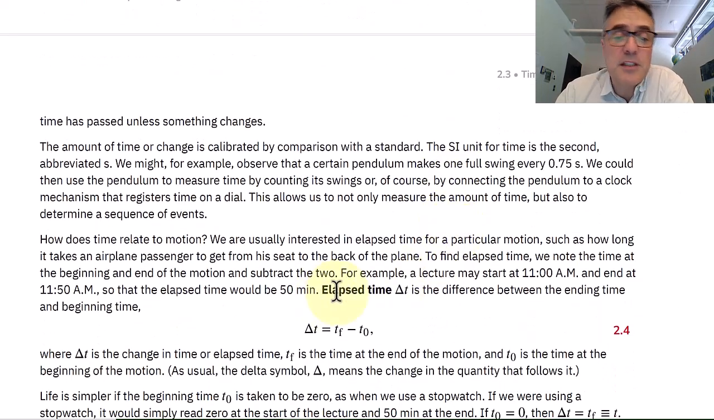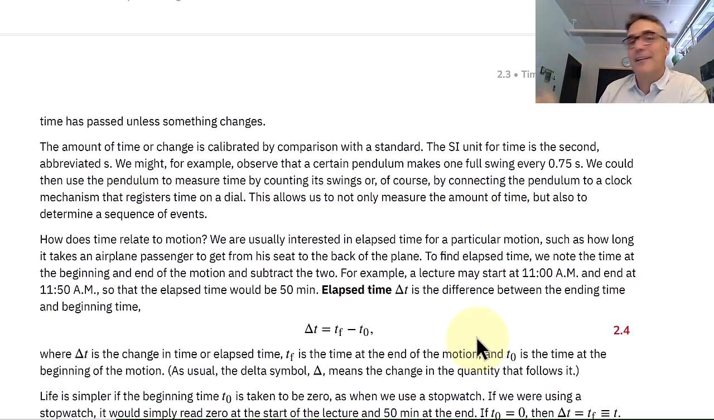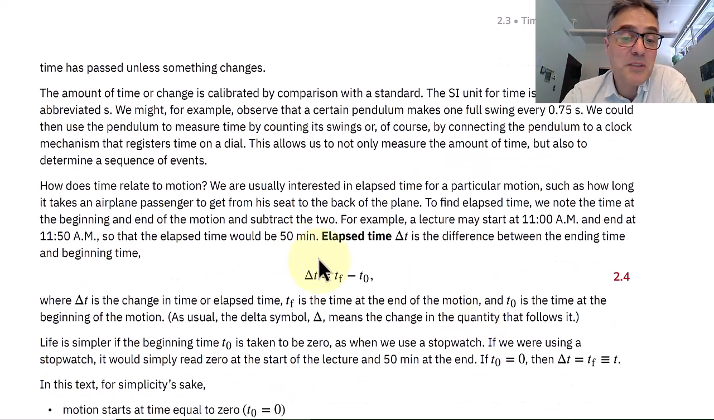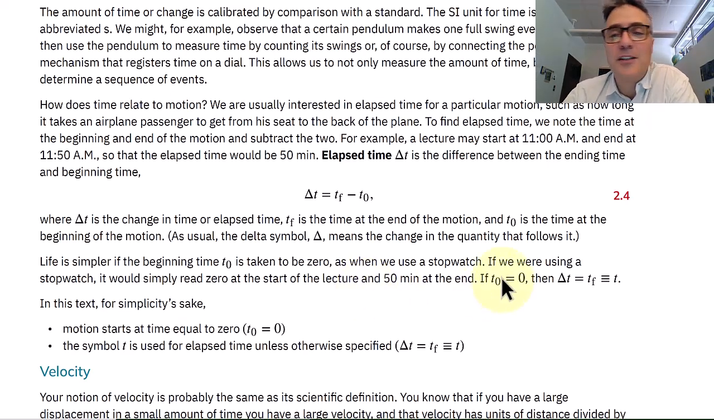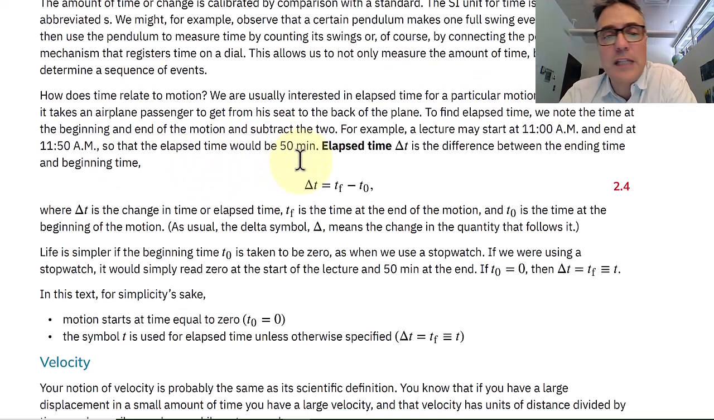So an elapsed time is the difference between the final time and the initial time. So if the lecture starts at 11:10 a.m., like my lectures do, and ends at noon, then the elapsed time is 50 minutes. That's your delta t there.